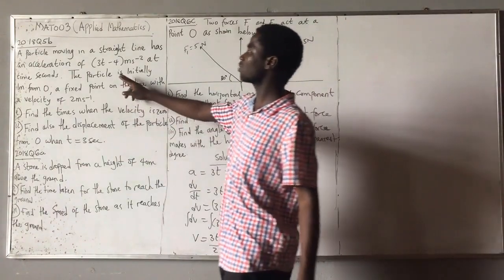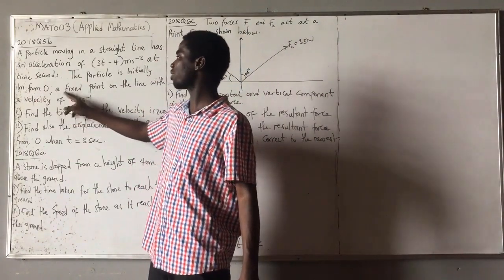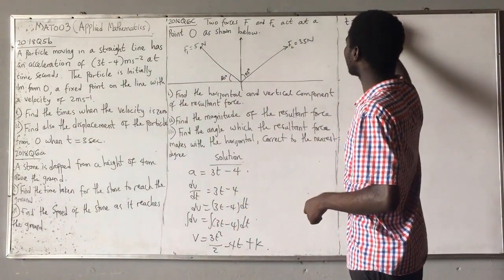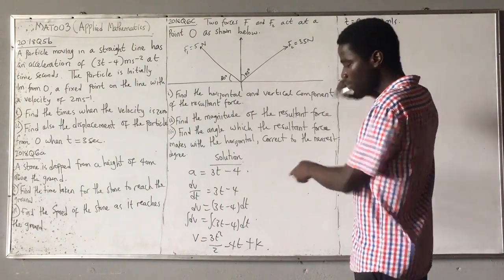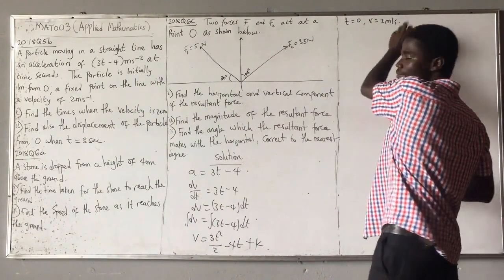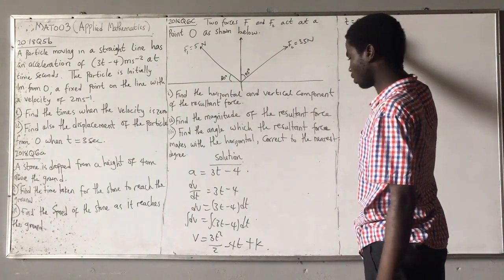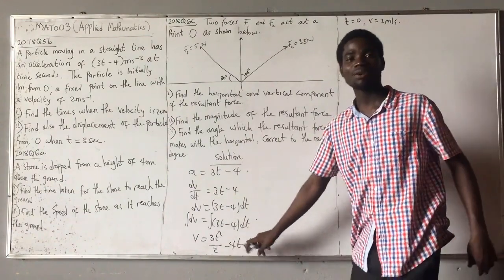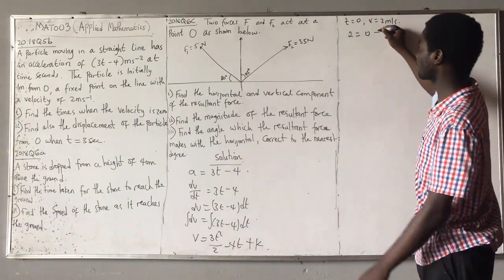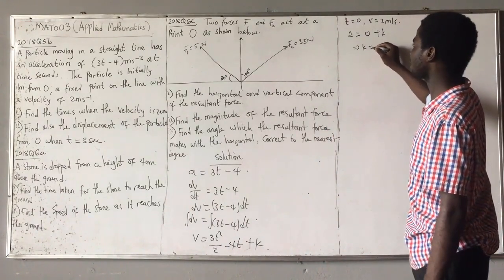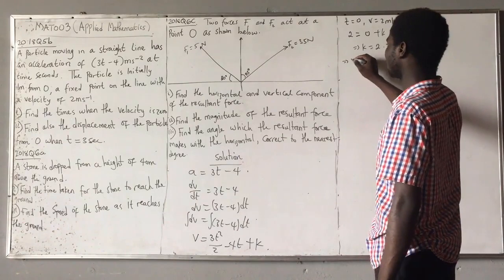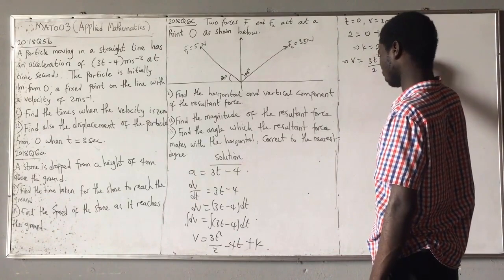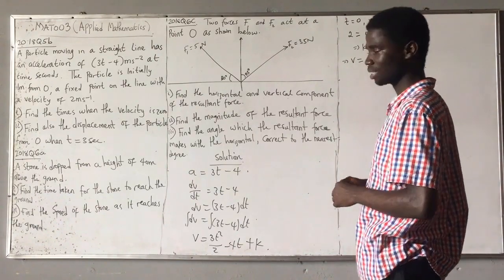You are told that the particle is initially 1 meter from O, a fixed point on the line, with a velocity of 2 meters per second. It means when t is 0, velocity is 2 meters per second. So put t to be 0, put velocity to be 2. So this is 2 equal to, 3 times 0 is 0, 4 times 0 is 0, so I have 0 minus 0, which is 0, plus k. That means k is 2. So it means now that velocity is equal to 3t squared over 2 minus 4t plus 2. That is the velocity, meters per second.